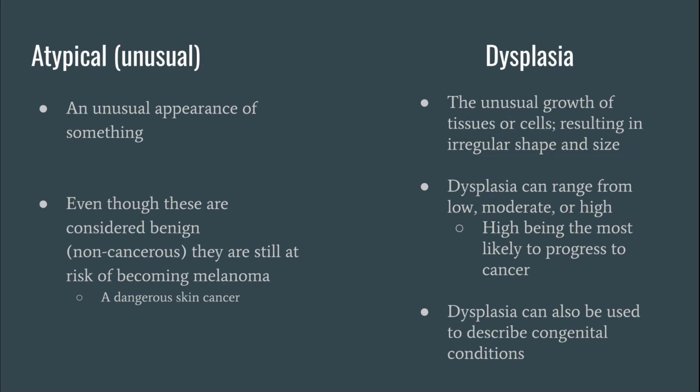Dysplasia can range from low, moderate, or high. If you have high dysplasia, you are more likely at risk to progress into cancer. On a cellular base, it refers to an abnormal transformation of cells. On a developmental level, dysplasia refers to an abnormal formation of the bones, joints, or organs.